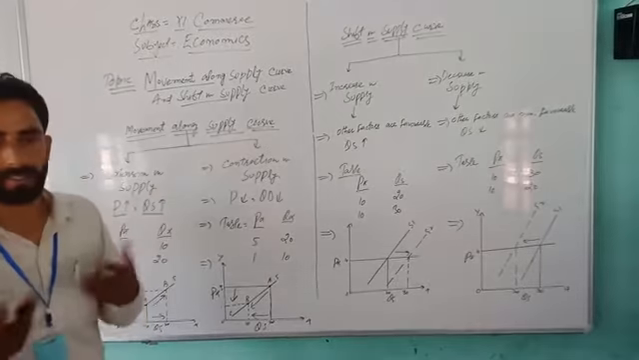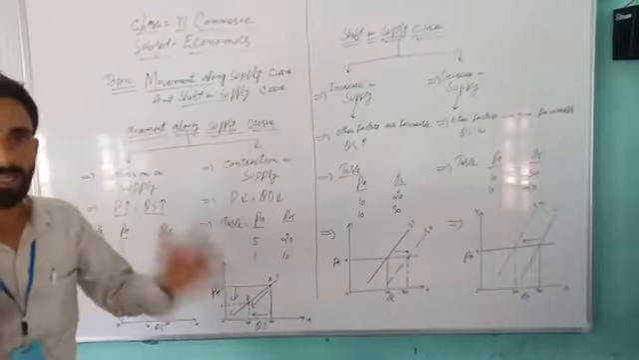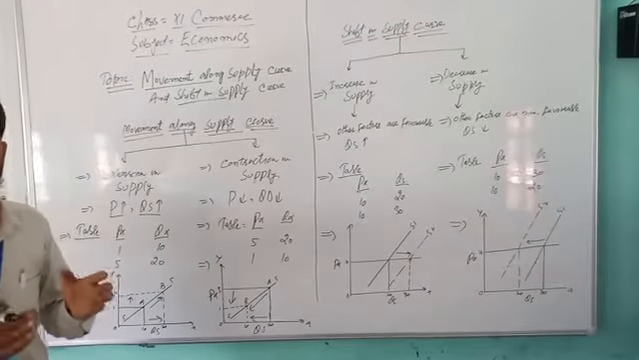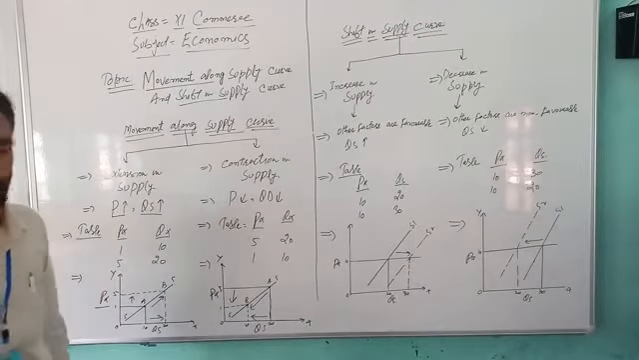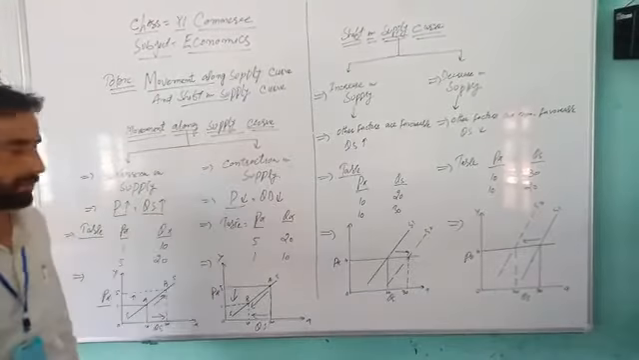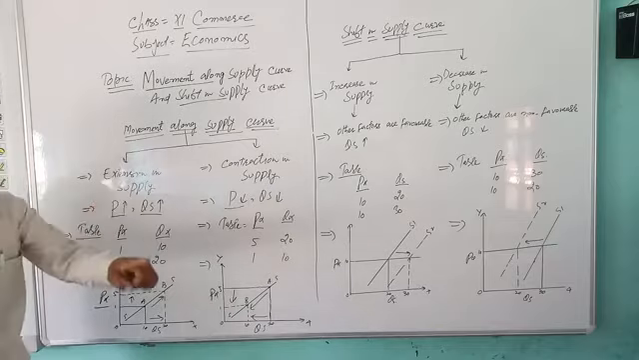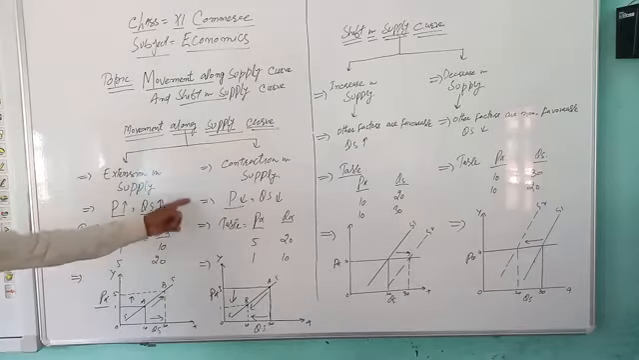Contraction of supply means when price decreases and definitely quantity supplied will also decrease, because there is a direct relationship between price and quantity supplied of a commodity. It is mentioned here. P is decreasing, quantity supplied is also decreasing. And I will give you the tabular representation for that, that means for extension and for contraction.